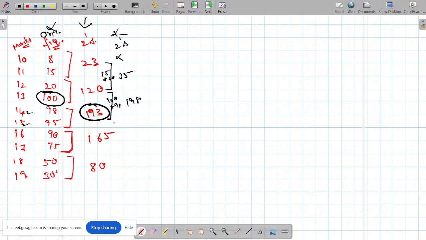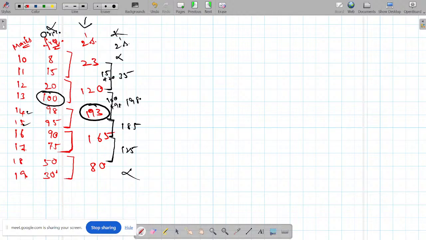Next two in a group: 95 and 90, that's 185. Next two in a group: 75 and 70, that's 125. And the last one does not have a pair, so just leave it.